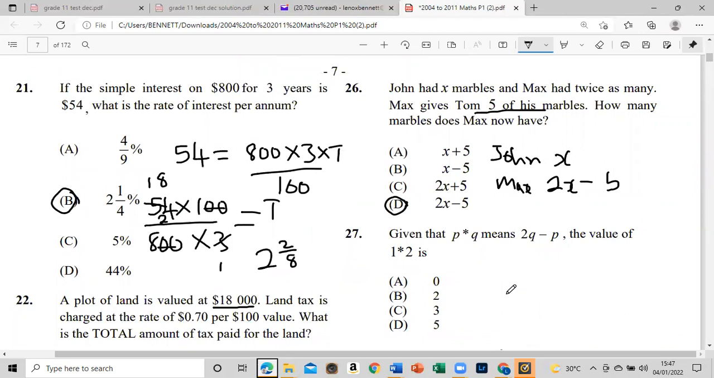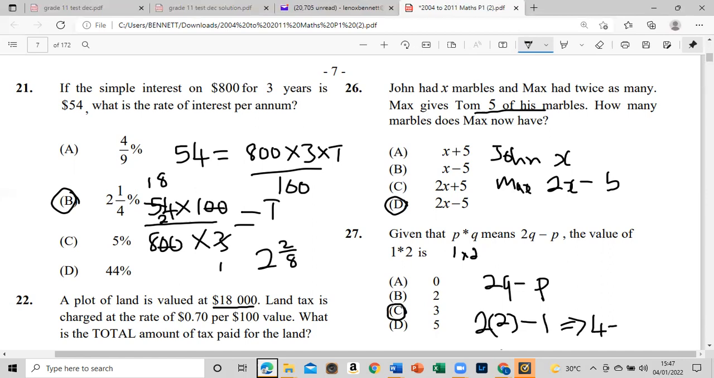Given that P asterisk Q means 2Q minus P, the value of 1 asterisk 2 is... so we're just going to substitute the value. P is 1 and Q is 2. Alright. So they say 2Q minus P. Now 2Q will be 2 times 2, because Q is 2. Now minus 1 coming. So 2 times 2 is 4. 4 minus 1, that is 3. So our answer for that one is 3.